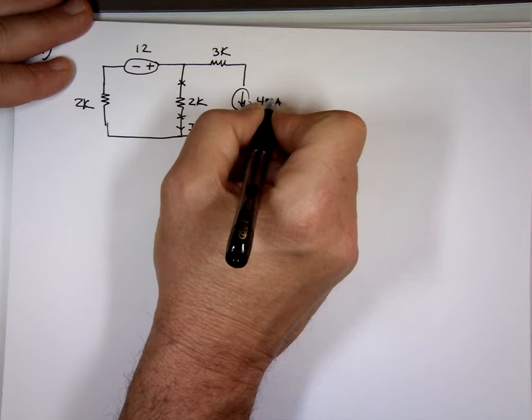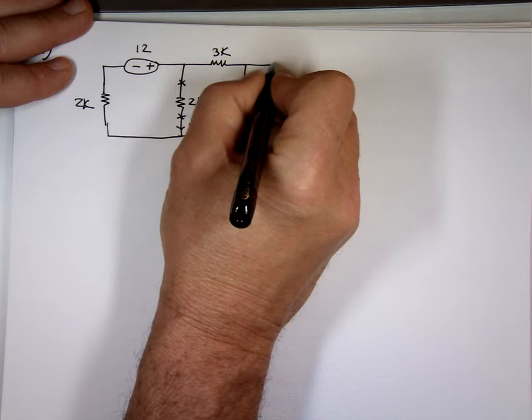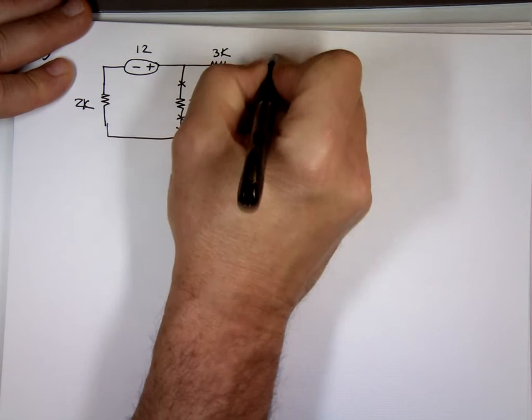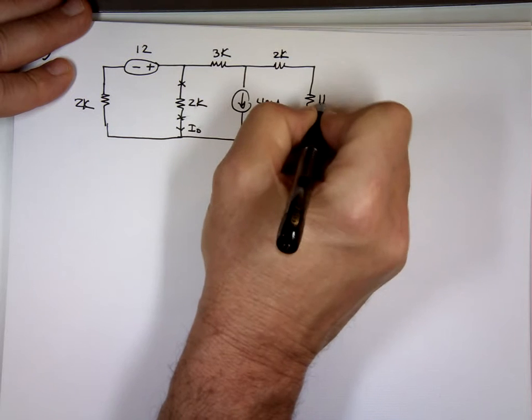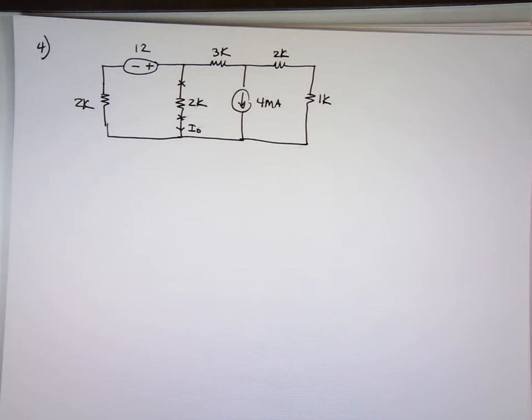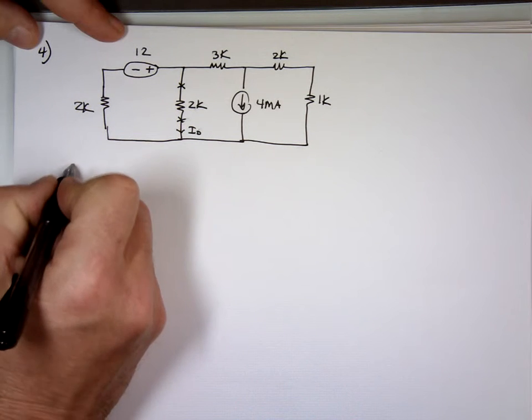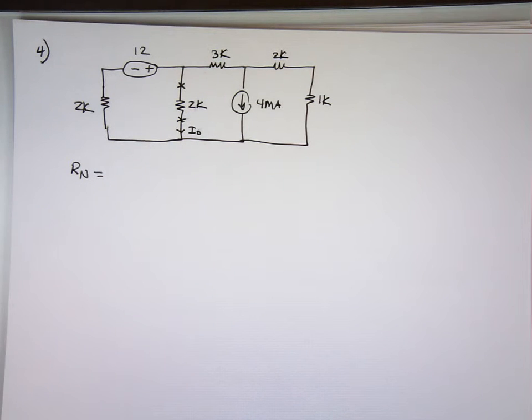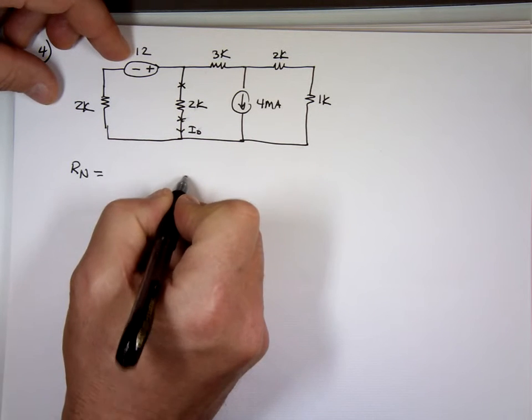And notice I have 2K and 1K at the end. Do I really need to leave them separate? So I'll do R Norton. We're doing the Norton equivalent here. R Norton is the same as R Thevenin. Since all your sources are independent sources, you can kill them all, which means your voltage source becomes a short circuit.